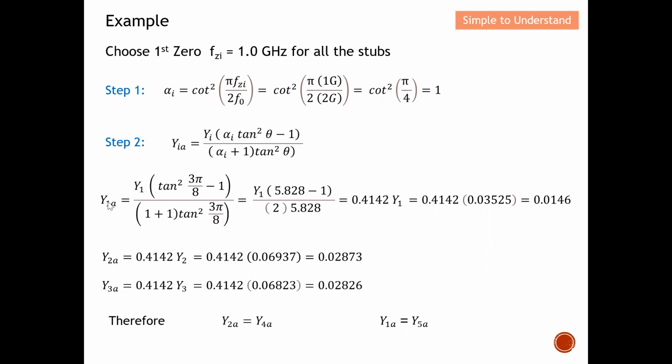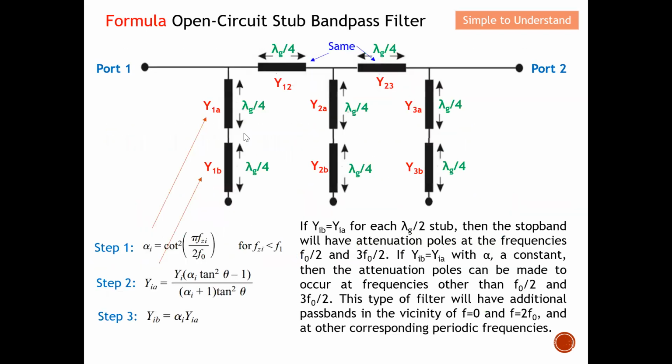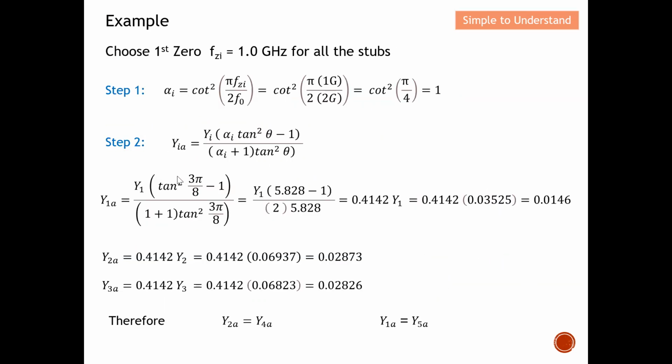I will replace i by 1, which means I'm going to calculate this admittance value. How can I calculate? Over here, this will be Y1. Y1 is obtained in the part 18 series discussion. This alpha I, which I have calculated, is 1, so I do not want to include it in this equation here. Tangent squared. If you still remember, we obtained beta as 3 pi over 8. Look at the part 18 series discussion on filter design.